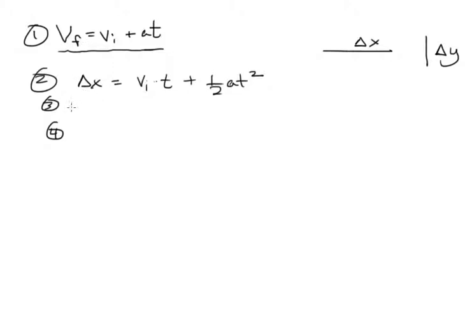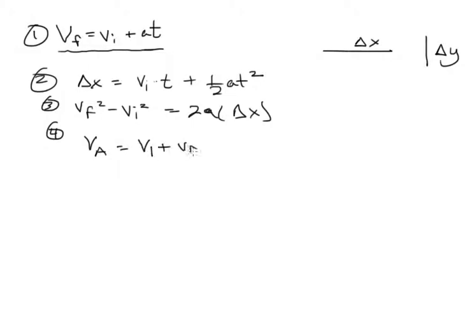Another formula you have is v final squared minus v initial squared equals 2a times delta x. And the last formula is v average. The average velocity equals v initial plus v final divided by 2. So these are called your four kinematics formulas.